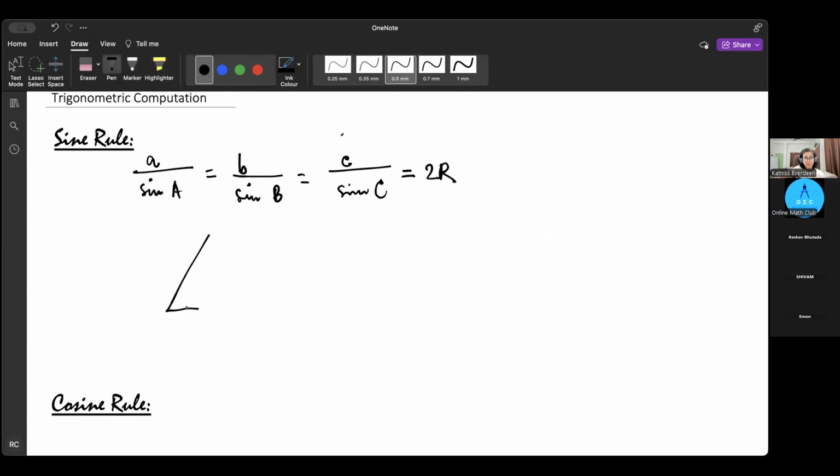There are many proofs of this, but I'll be doing a very clever one, the one that is the least spoken about. Sorry for the bad diagram. This is a triangle, and let's consider the circumcenter O. We want to prove that a by sine A is equal to 2R, because then the others will follow by symmetry. We join B and O, and drop the perpendicular from O. Can anybody tell me what this angle is?